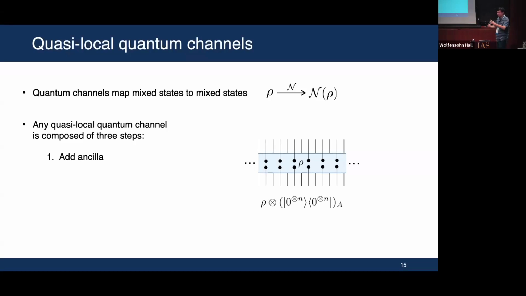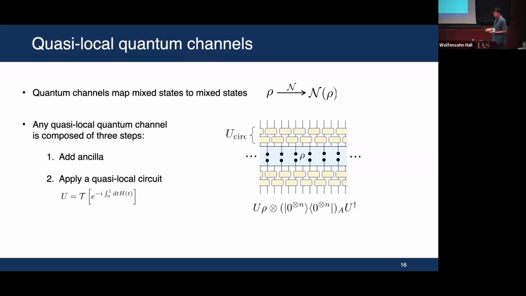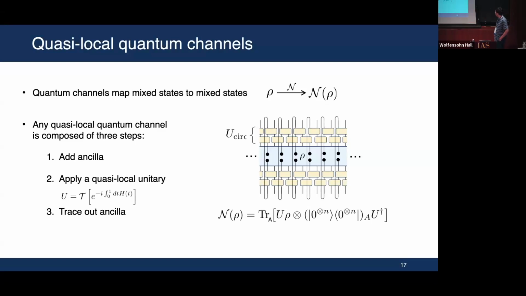And then we allow the system and ancilla to interact, and the interaction is modeled by a quasi-local unitary between the system and ancilla, so they are coupled and entangled in some way. And once we allow the system and environment to interact for some time, we turn off the interaction, then get rid of the ancillas, and we're left with another mixed state. So we trace out the ancilla, and this way we get a quantum channel acting on the mixed state. Okay. So this is the definition of a quasi-local quantum channel. If you remove all of these locality requirements, this is the most general form of quantum channel.